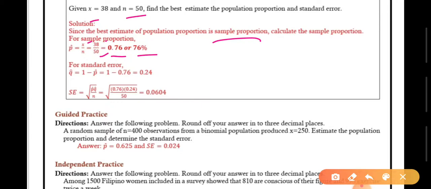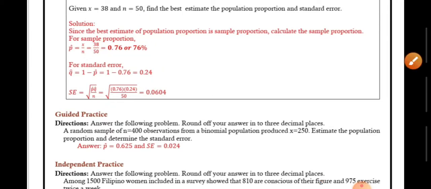For standard error, q hat, 1 minus p hat, is just 1 minus 0.76, which is 0.24. Just simply press on your calculator, square root of 0.76 times 0.24 divided by 50, is 0.0604. So, answer the following problem. Round off your answer to 2 to 3 decimal places.